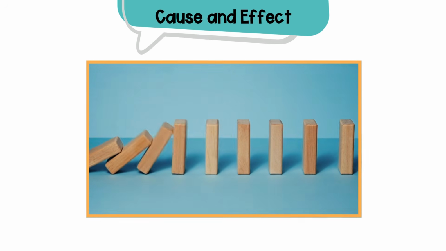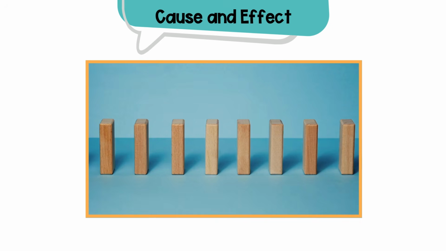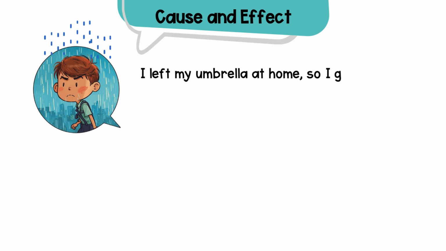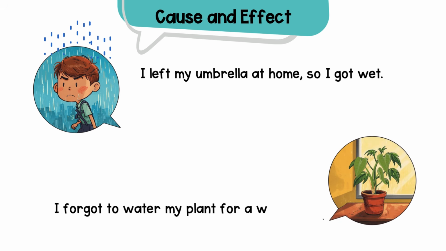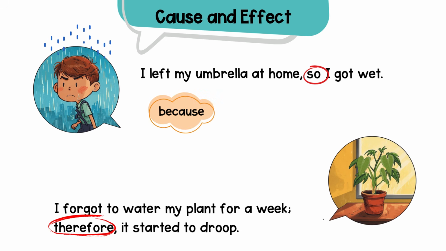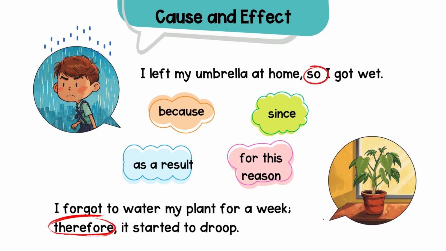Our third type of transition words are cause and effect. Sometimes we use transition words to show why something happens. For example, I left my umbrella at home, so I got wet. Or, I forgot to water my plant for a week. Therefore, it started to droop. Those words, so and therefore, help show cause and effect. Some other kinds of cause and effect transition words are because, since, as a result, for this reason.